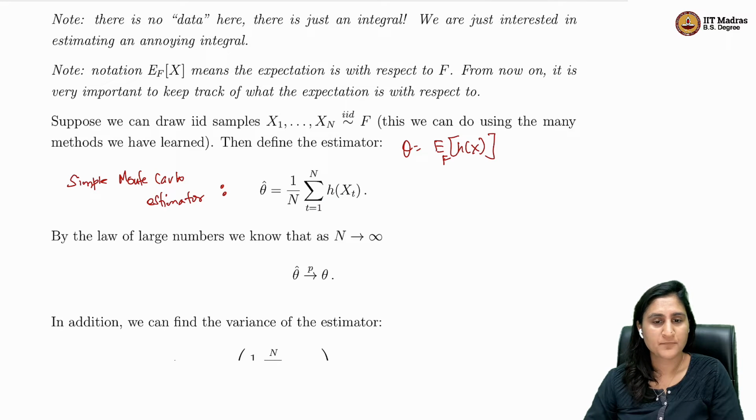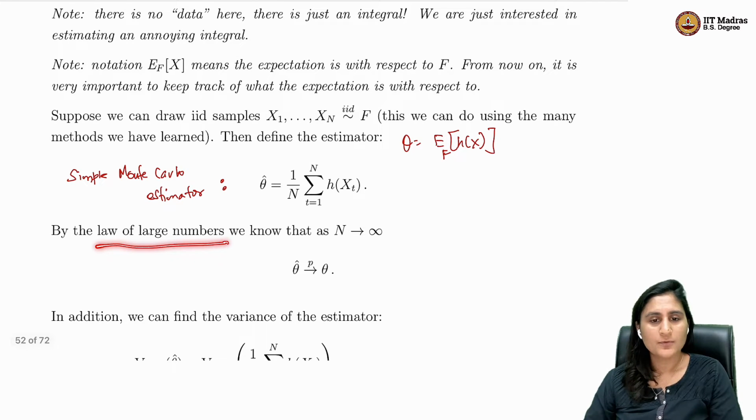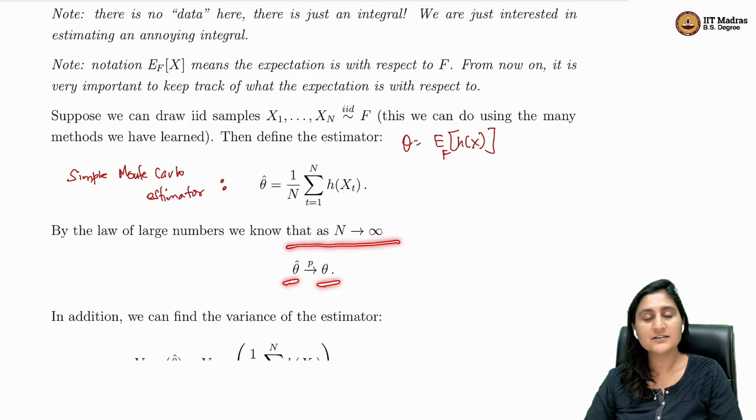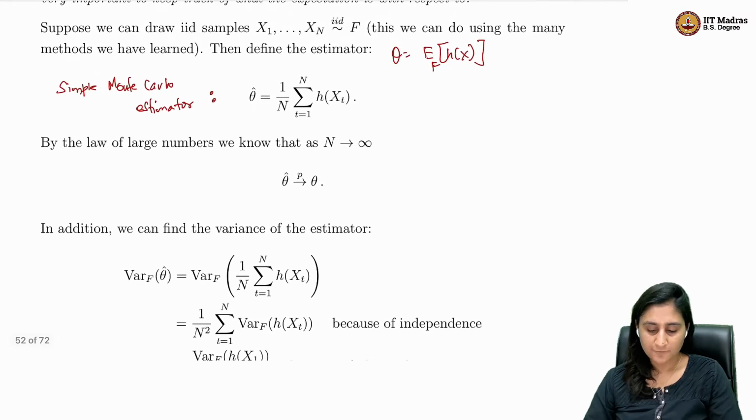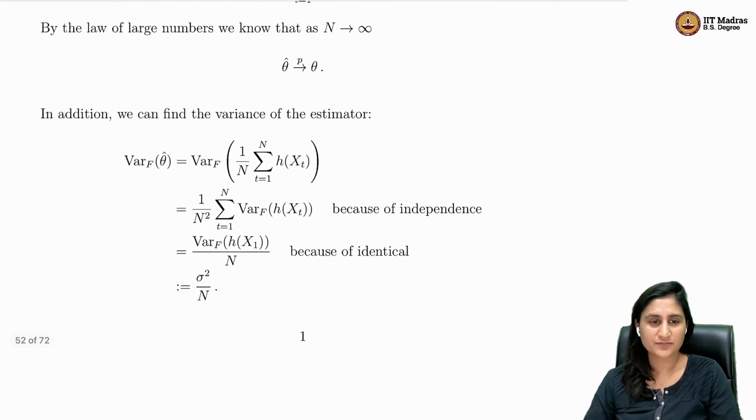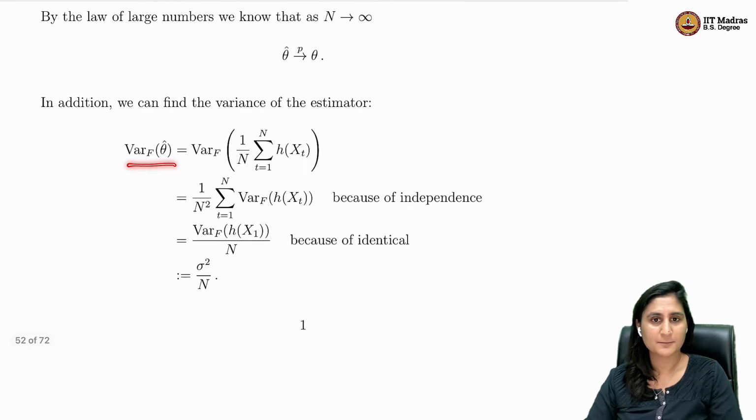and then we just take sample averages of appropriate quantities. But then further, by the law of large numbers, we know that as n tends to infinity, theta hat converges to theta in probability. Okay, so as we get more and more samples, theta hat gets increasingly closer to theta. Further, we can also find the variance of the estimator, the variance of theta hat under the distribution f. So here f denotes that the samples that are involved in theta hat are coming from f.